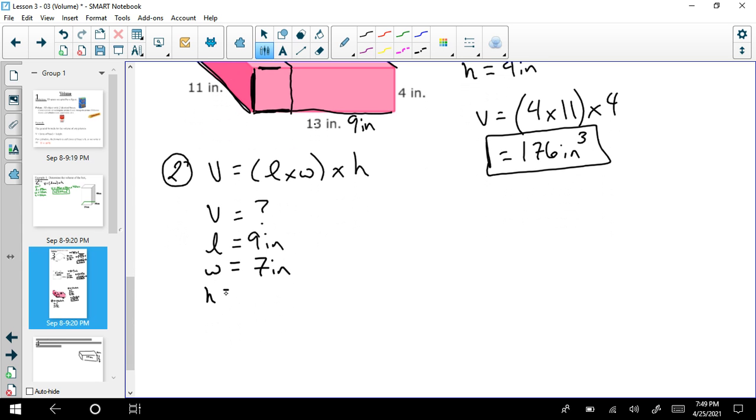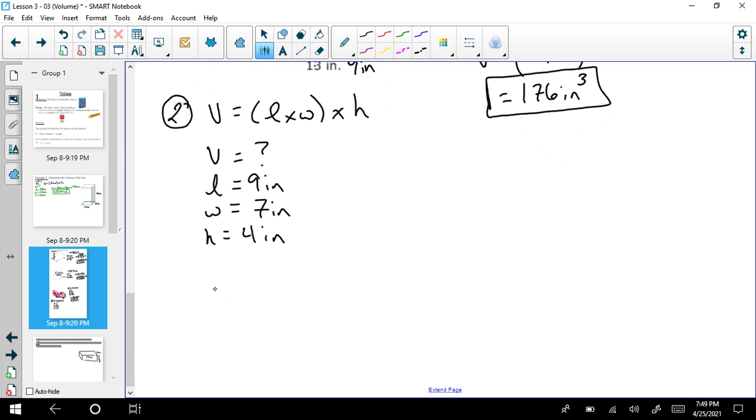And my height, right, it's still 4 inches. So my height is 4 inches. And then I take all that information and plug it into my equation. So my volume equals my length, which is 9, times my width, which is 7, and then I times it by my height, which is 4. And then the volume that I get is 252, and then my units are still in inches cubed.